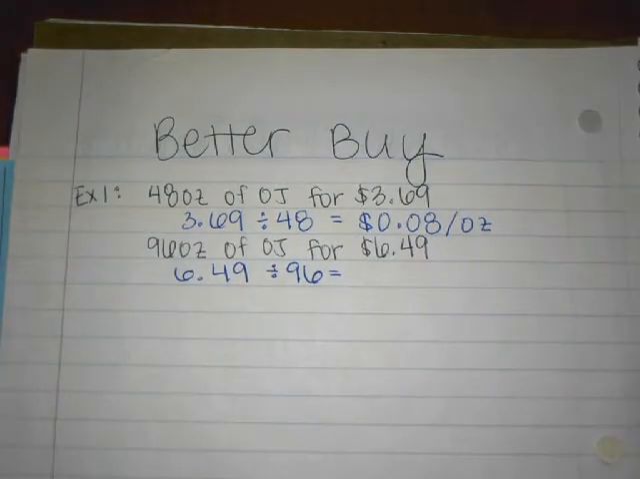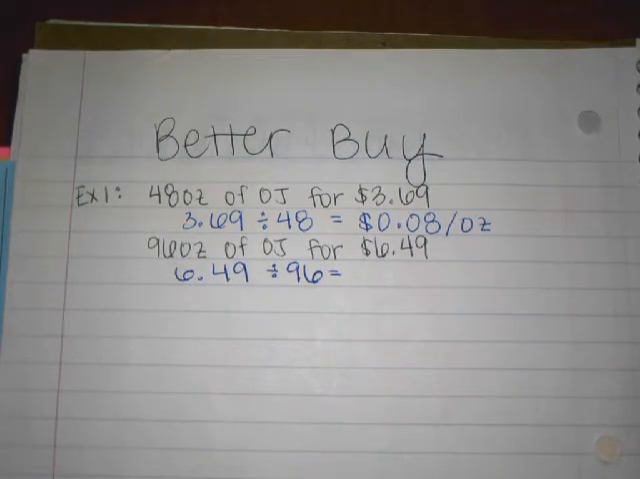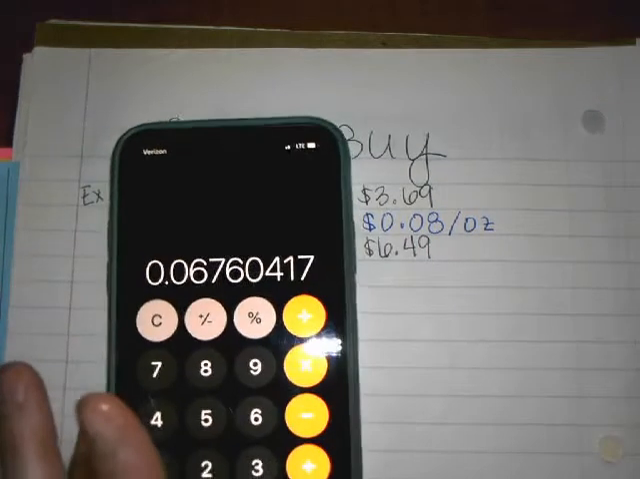And then in my calculator, I type in $6.49. Hit the divide by button. Type in 96. Hit that equal button. And once again, you are going to come up with a very large looking decimal. Hopefully you guys get one that looks like this.